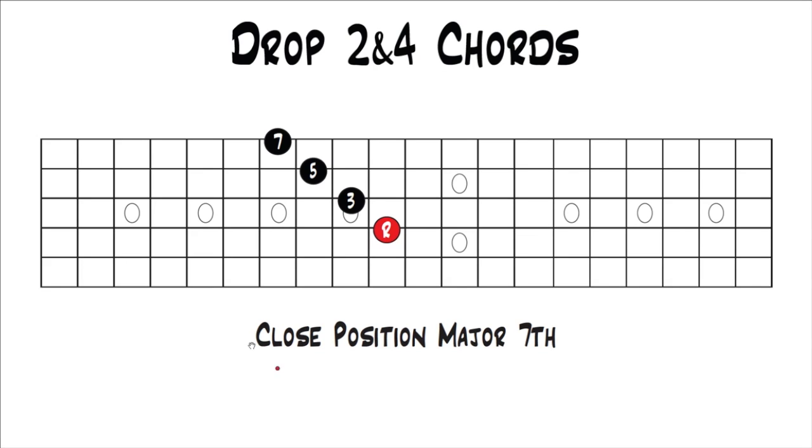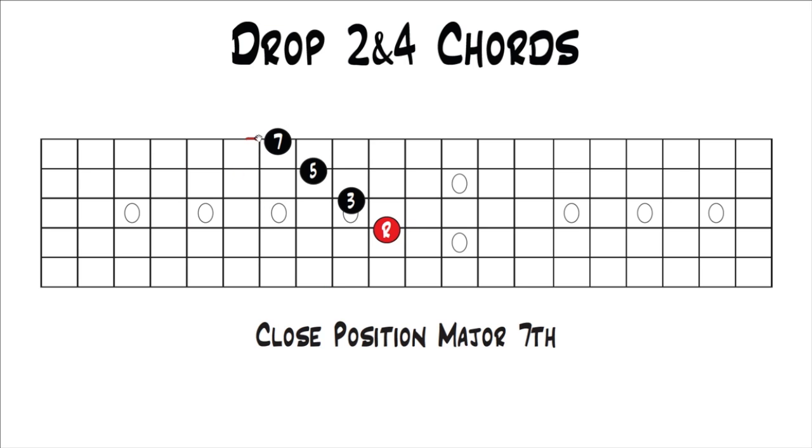So to get to a drop 2 and 4 chord, we're going to start with a close position major 7th chord, and this will work no matter what chord type we're using. We're just doing major 7th because it's easy. So to get to a drop 2 and 4 chord, you start with a close position 7th chord and you move the 2nd from the top note and the 4th from the top note down an octave.